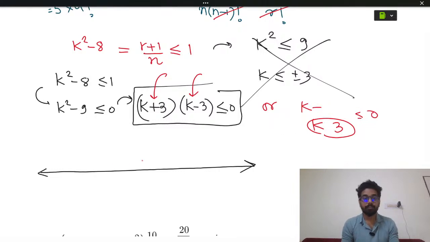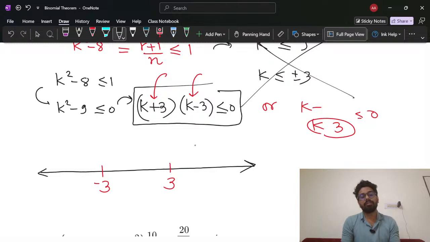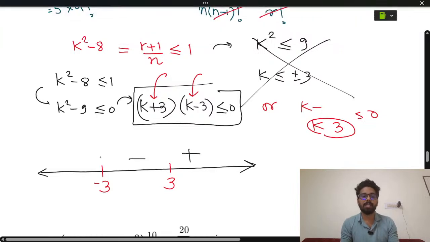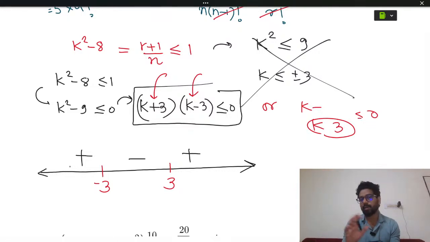Okay. So when will this be 0? At -3. Where will this be 0? At 3. Now what do we have to do? The wavy curve method simply says plus minus. But there are some rules and regulations over there. That's why I'm skipping it as of now. It would become a very lengthy video otherwise. So what is the key over here? You check out, k plus 3 will be negative when this is negative, and positive when this is positive.